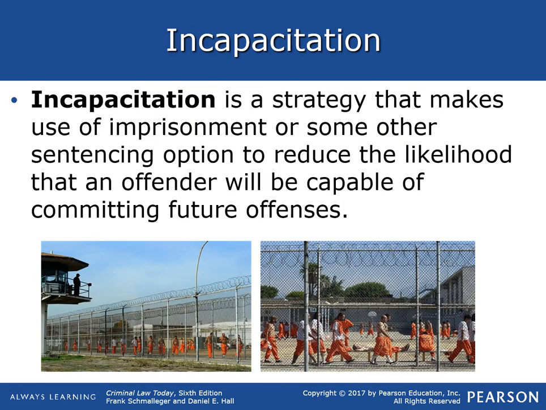So that brings us to our final sentencing philosophy. And this can be found in what most of us think is what should be done, but of course not all of us. Now, California, actually the United States, leads the way when it comes to putting people in jail. And this is incapacitation. So incapacitation is a strategy that makes use of imprisonment or some other sentencing option to reduce the likelihood that an offender will be capable of committing future offenses.